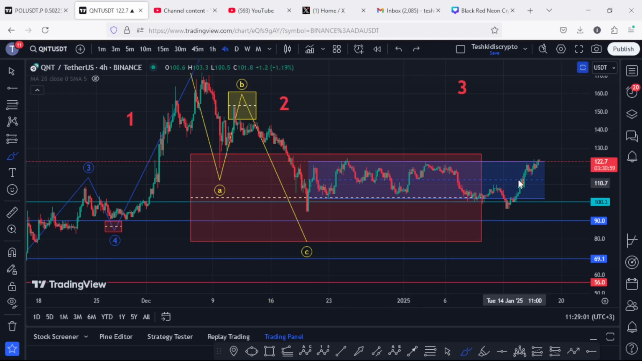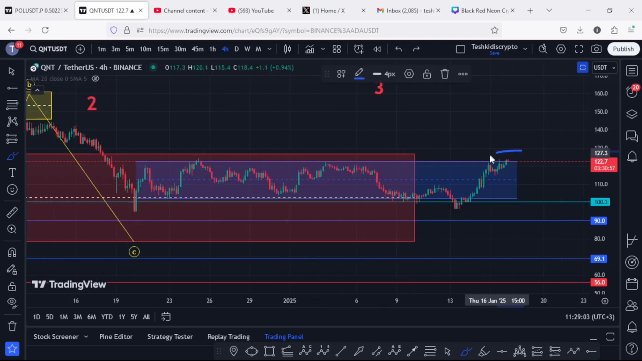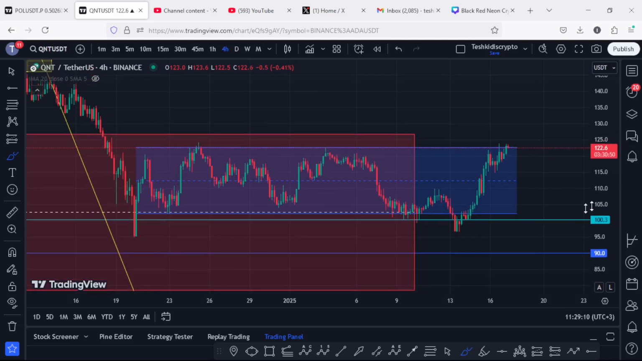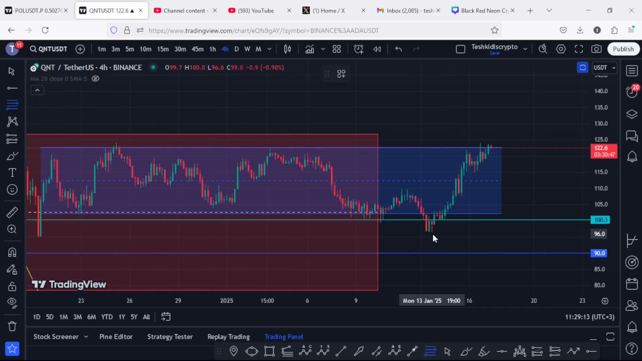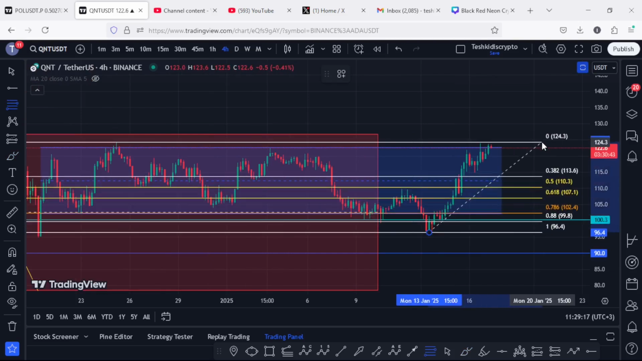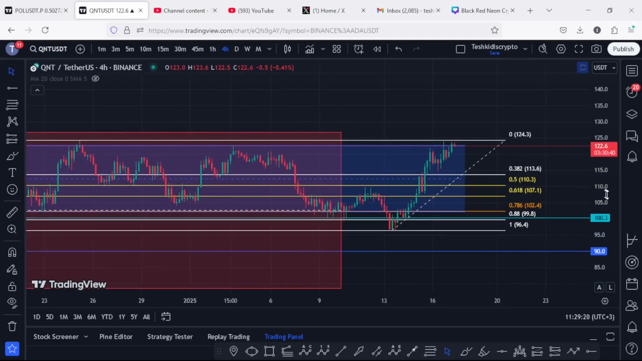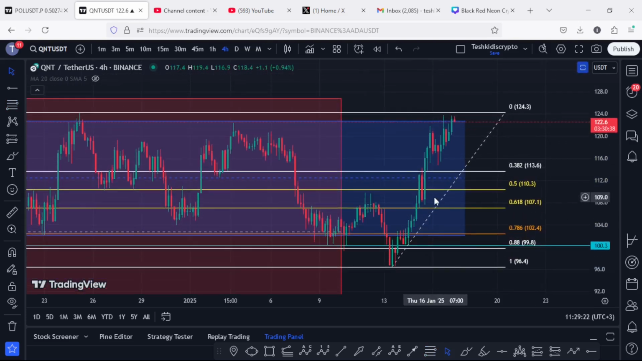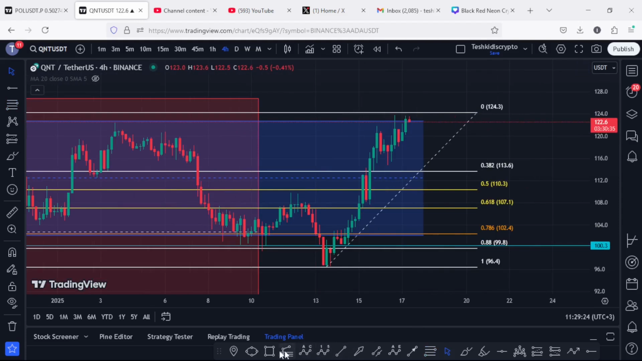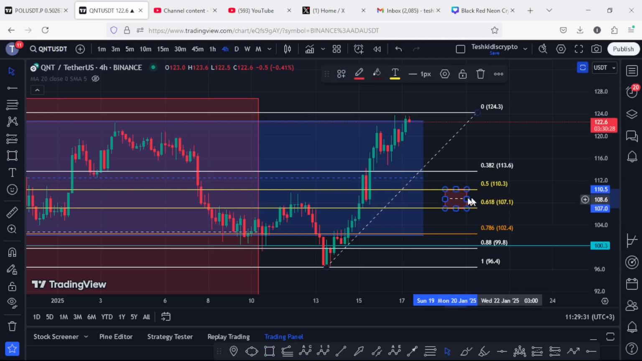We also need to have in mind that we can still get rejected on the upper side of this consolidation zone and get a pullback to the lower side. And if that plays out, first using the Fibonacci's, connecting the fibs from the lows we made on the 13th of January to the highs that we have at the moment, we can get an area that we can pay attention to as a key area of support between the fib level 0.5 and the fib level 0.618, and that is between the 110.3 and the 107.1. That is the first area that we need to pay attention to.